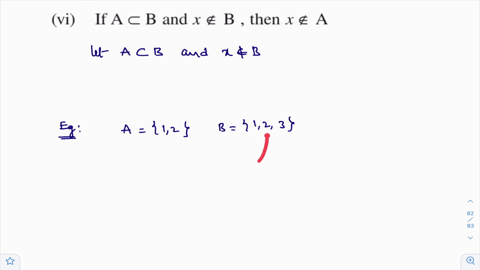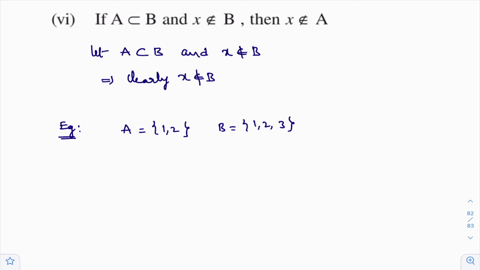If one element does not belong to B, it does not belong to A. 100% guarantee. You take one element which is not in set B, suppose 4. 4 is not in set B. 100% 4 is not in set A also. This is a clear statement. When these two things are happening, then we can say that clearly X does not belong to B. That much only I can say.